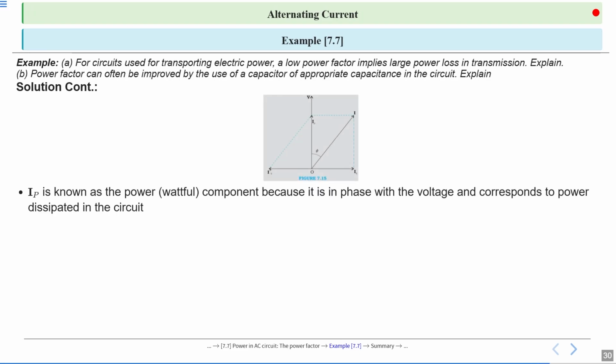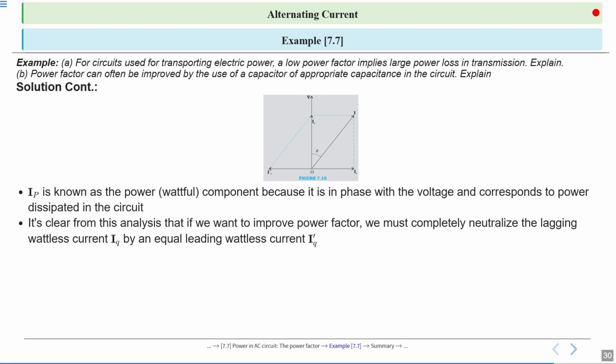IP is known as the power component. This IP, which is along the voltage phasor, is known as the wattful component, or we can say power component, because it is in phase with the voltage and corresponds to power dissipation in the circuit. Due to this IP, power is dissipated in the circuit. So it is clear from this analysis that if we want to improve the power factor, we must completely neutralize the lagging wattless current IQ, because it is not contributing to the power dissipation.